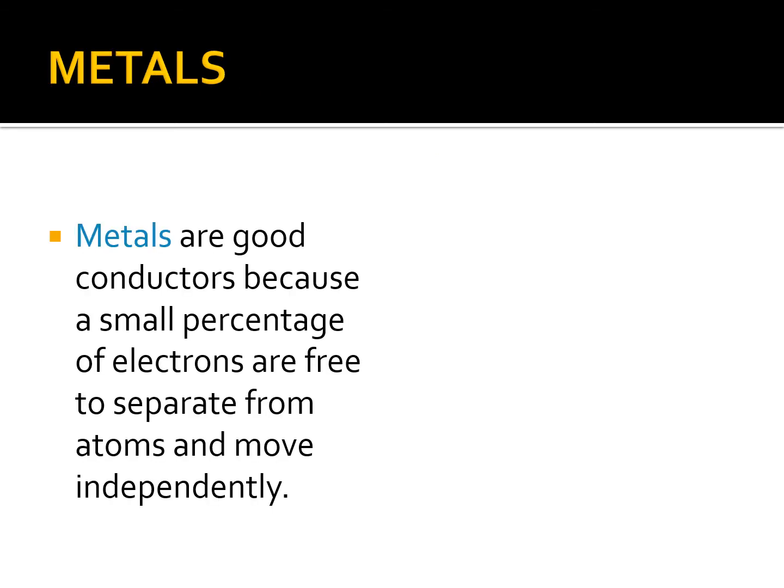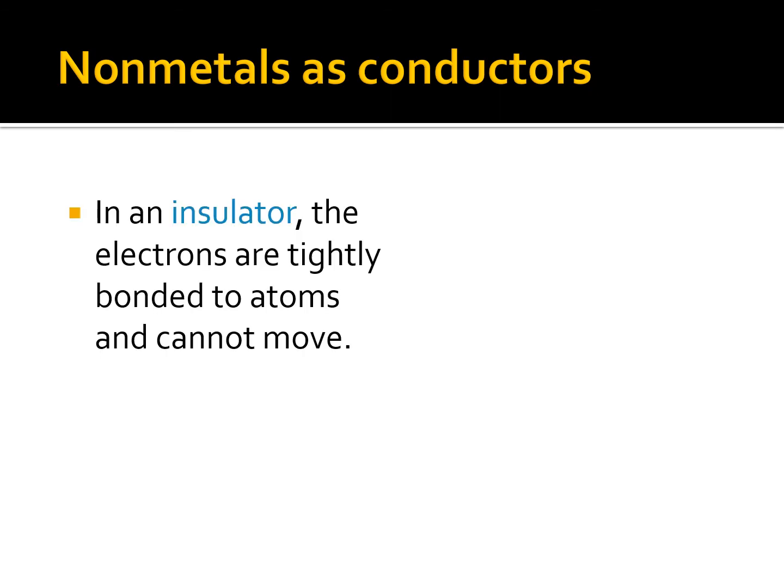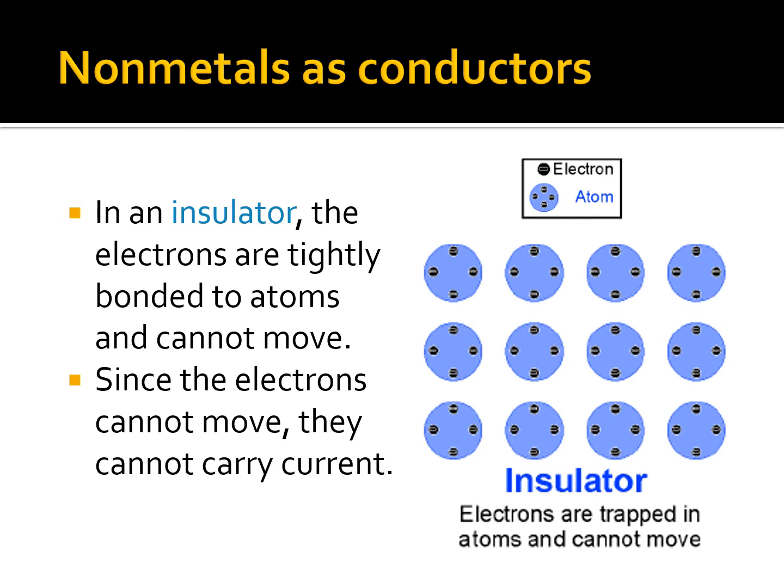Metals are good conductors because a small percentage of electrons are free to separate from the atoms and move independently. Nonmetals are not as good as conductors, so they are called insulators. In an insulator, the electrons are tightly bonded to the atoms and cannot move. Since the electrons cannot move, they cannot carry current.